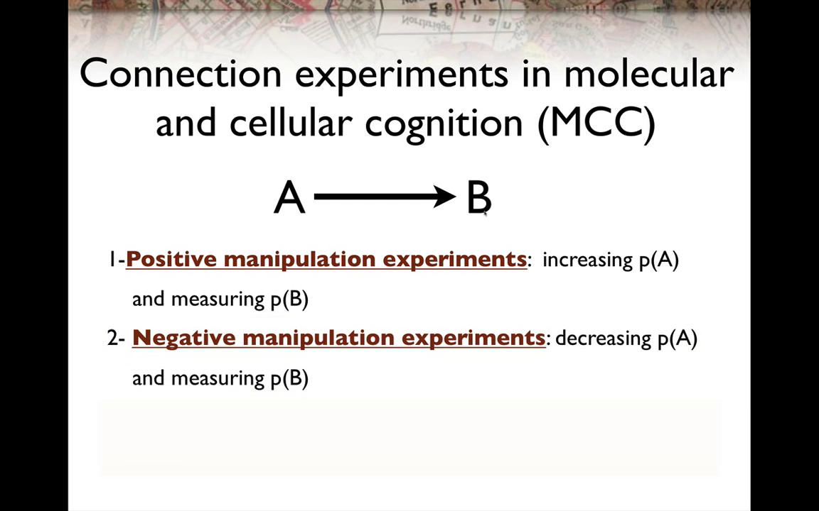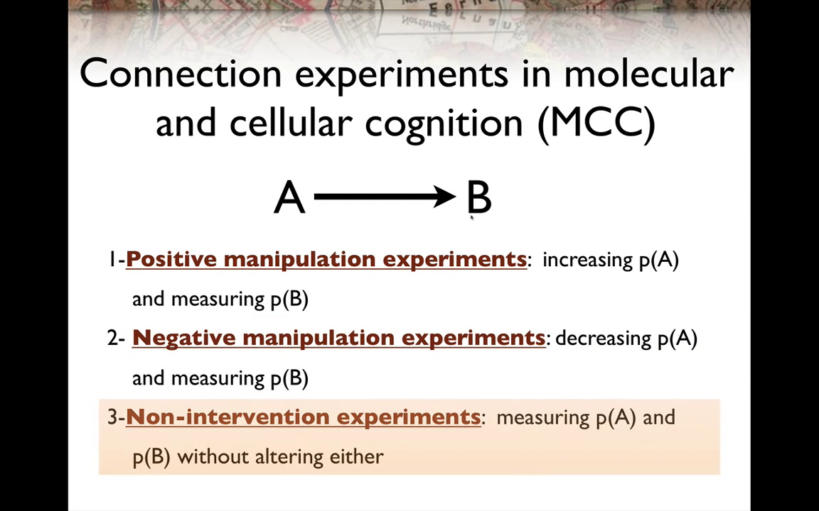Finally, in non-intervention experiments, we do not manipulate A at all. Instead, we simply track how A and B covary under specific circumstances, such as experiments that would record the activation of cell type A during behavior B. These experiments are critical for assuring us that the relation between A and B, gleaned from manipulation experiments, is not an artifact of these manipulations and instead reflects naturally occurring phenomena.